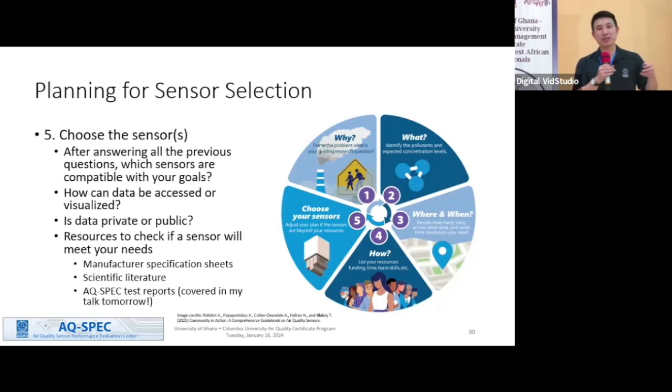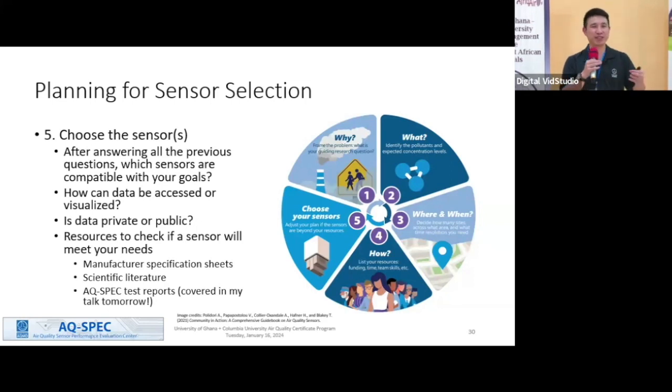Some communities are not comfortable with, for example, the PurpleAir model, where all the data is on the map, public, and everyone can see it. Some communities are more private. They don't want that information for everyone. They just want that information for them to view.